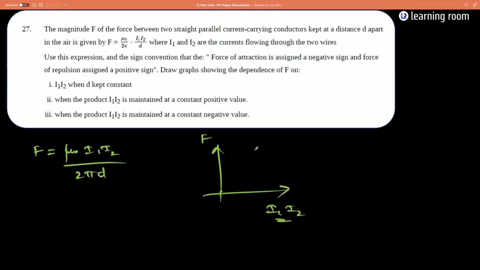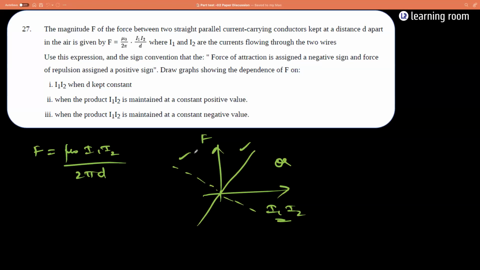So the graph can either look like this or it can look like this also, depending on whether they are going to be attractive or repulsive. Here, nothing is mentioned in the question, right? So whether you draw this graph or this graph, you should get marks. When the product I1 I2 is maintained constant at a positive value.